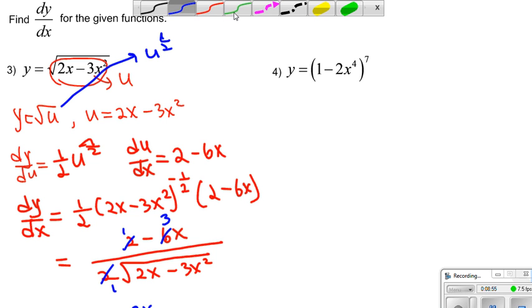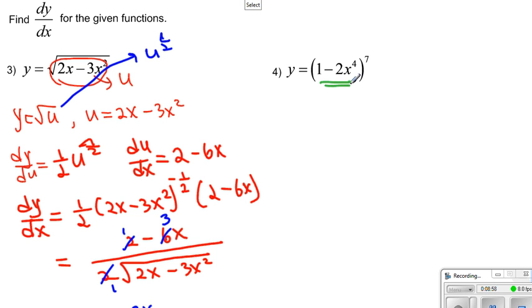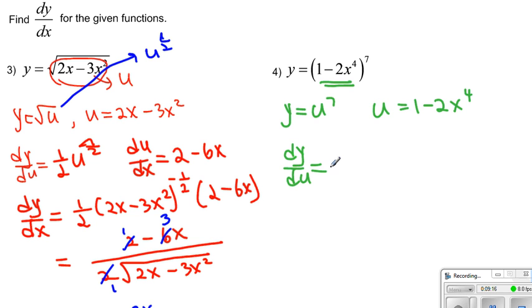Can you see that 1 minus 2x to the 4th power could be equal to u? So here we have y equals u to the 7th power, where u is equal to 1 minus 2x to the 4th power. Then here, what do we have? dy over du becomes 7u to the 6th power. And here we have du over dx simply becomes negative 8x to the 3rd.